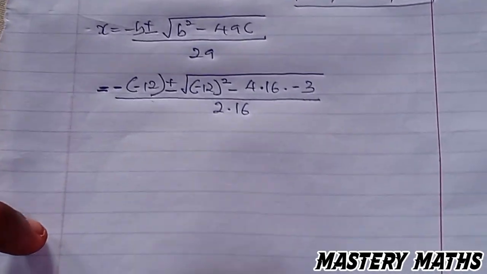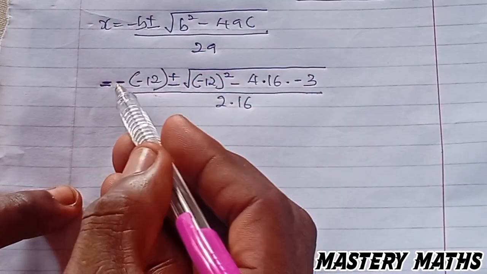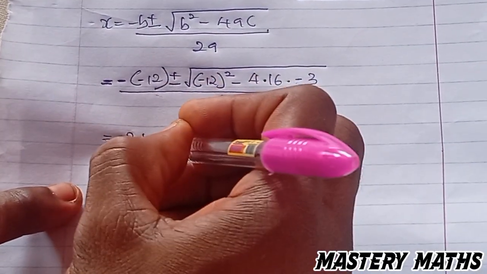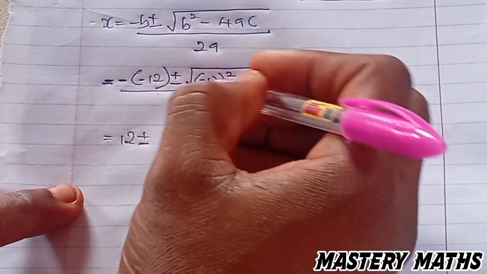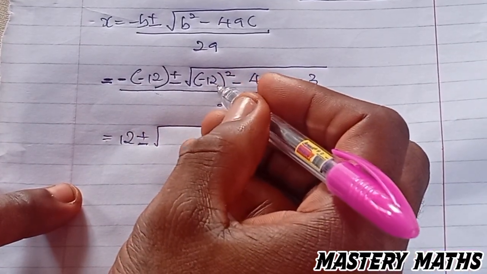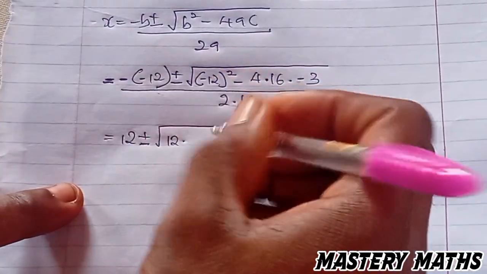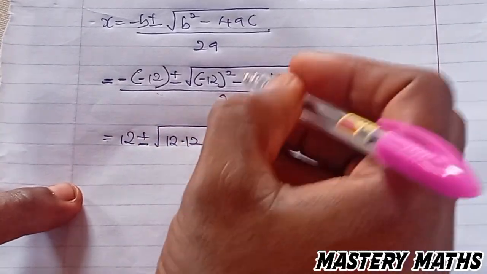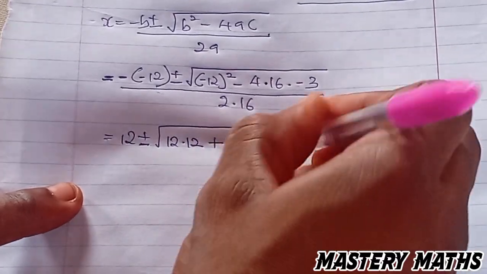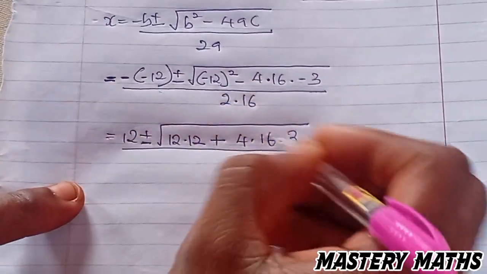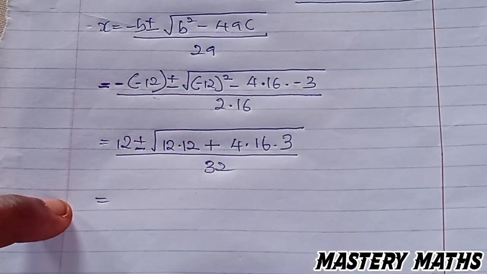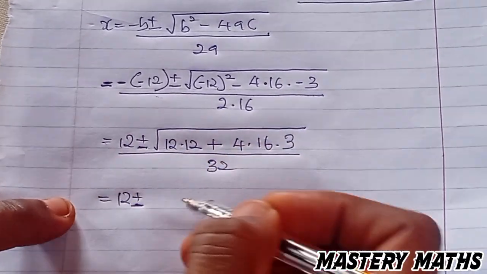So what should be the next thing after we've done this? Minus times minus is plus. Minus times minus is plus. So you have 12 plus or minus, which you're seeing here right now. Minus 12 raised to the power of 2 means 12 times 12, and minus times minus is plus. See that? So you have 4 times 16 times 3, then all over 2 times 16, which will give us 32. Now you're still going, you have your 12 plus or minus.